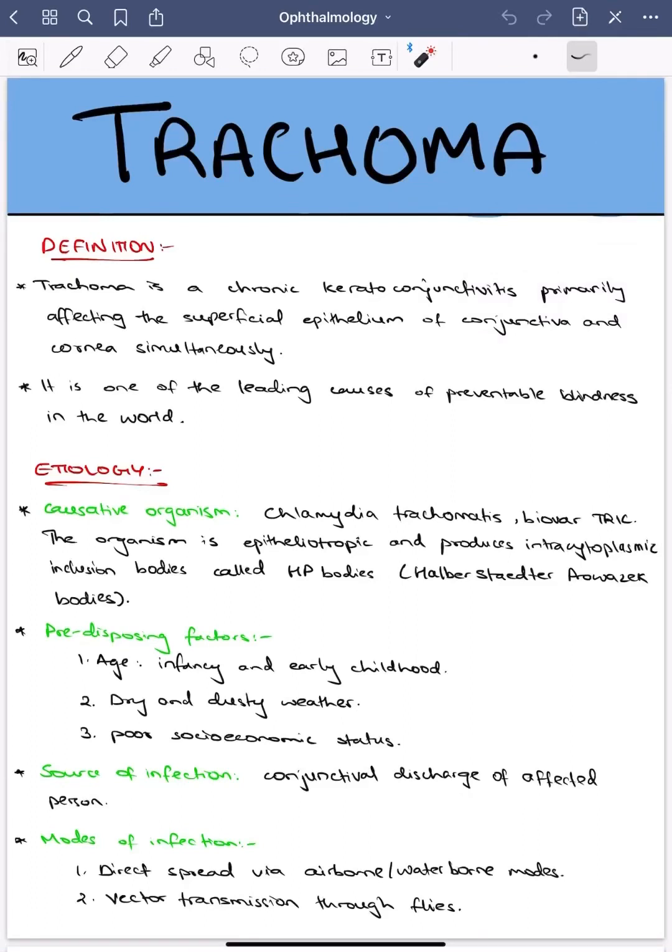This lecture will be discussing trachoma. Now, by definition, trachoma is a chronic keratoconjunctivitis. Kerato meaning cornea and conjunctivitis referring to the conjunctiva. It is a chronic keratoconjunctivitis primarily affecting the superior epithelium of the conjunctiva and the cornea simultaneously. And it is one of the leading causes of preventable blindness in the world. So, remember, it is a chronic keratoconjunctivitis.